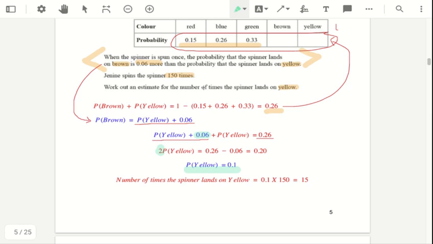So now the question is asking, work out an estimate number of times the spinner lands on yellow. So the probability for one time that it lands on yellow is 0.1. So you multiply by 150. So the number of times is 15. So that's the final answer.